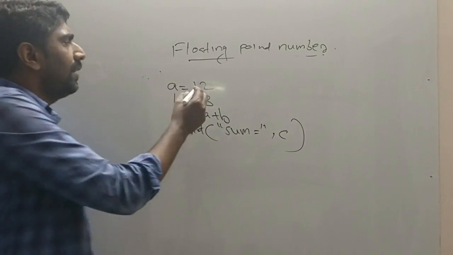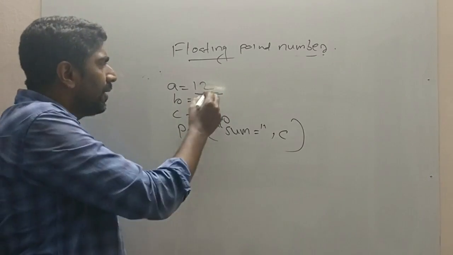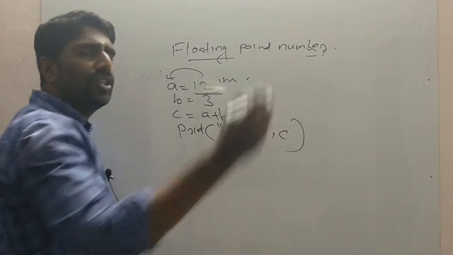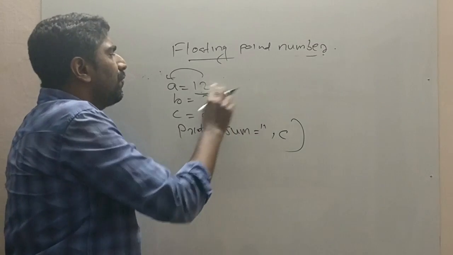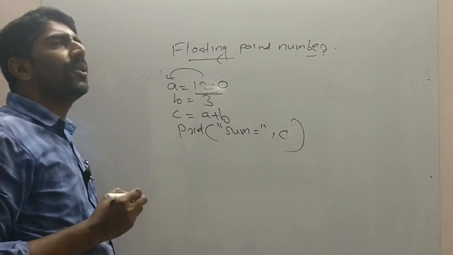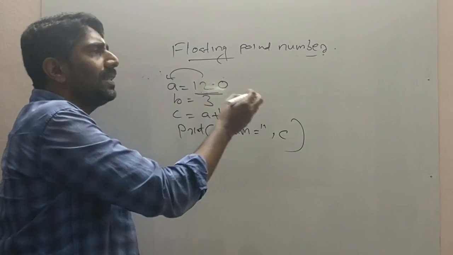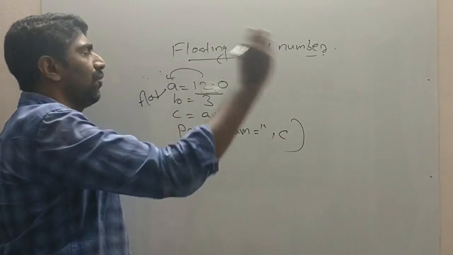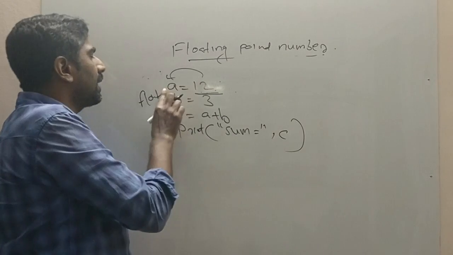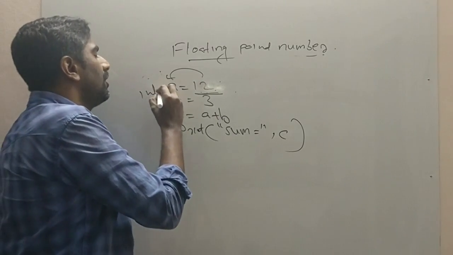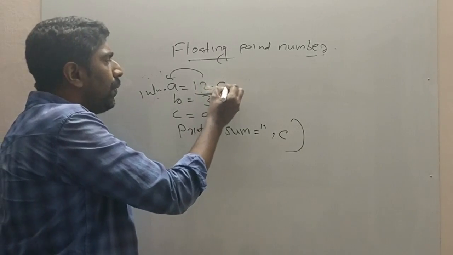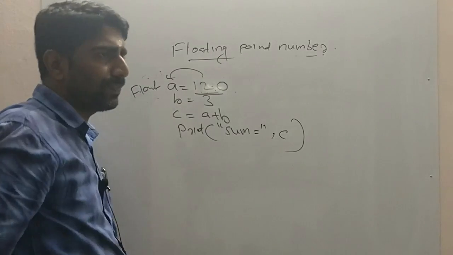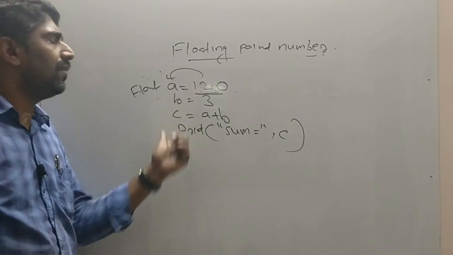Here the value is 12, and 12 is assigned to A. What is the type of this 12? It is an integer type. Clear? But instead of 12, if you put 12.0, that means it has a fractional part, so the type of A is float. If you enter only 12, the type of A is integer. But if you enter 12.0, then the type of A is floating point type, float type. Clear? That is the difference between float and int.